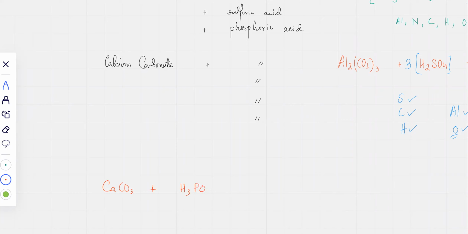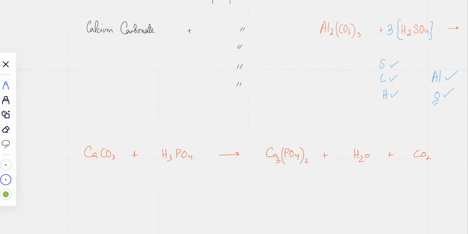Ca is 2 plus, group 2. PO4 is 3 minus, so the formula would be Ca3(PO4)2. Plus there's going to be water, and there is going to be carbon dioxide. So that is the reaction that will happen when a carbonate reacts with an acid to form salt, water, and carbon dioxide. And we can rub off the charges. We need to balance this equation.